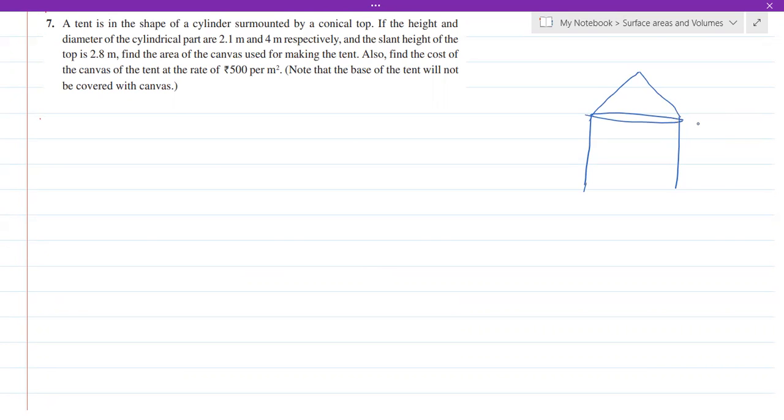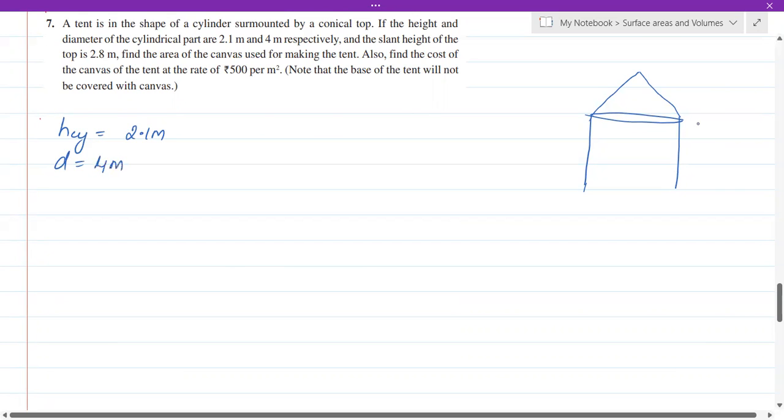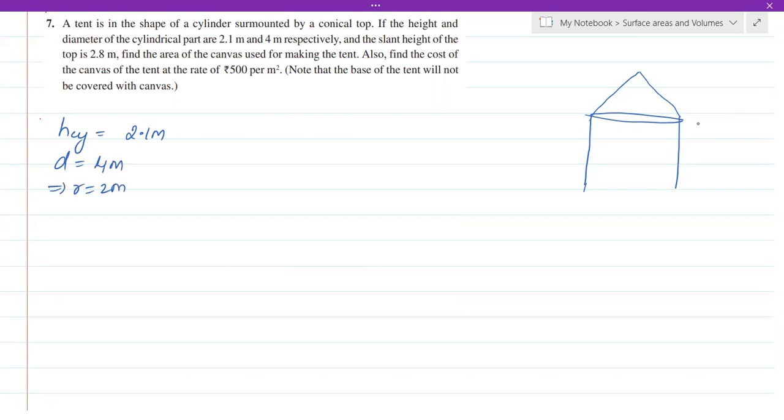The height and the diameter of the cylindrical part are 2.1 and 4 meter. That is the height of the cylinder. Let me take it as h. h represents the height of the cylinder, which is 2.1 meter. Here the diameter of the cylinder and the diameter of the cone are the same, so let's take D itself. Two different things are not required. If the diameter is 4 meter, it implies the radius will become 2 meter. Now the slant height of the cone is given.